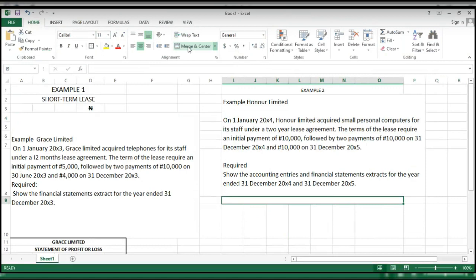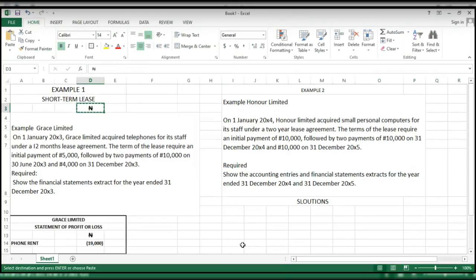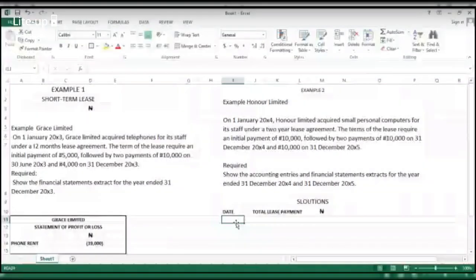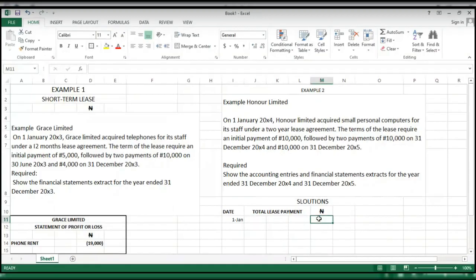So let's look at the solution here. The solution is there. We first look at the lease payments, the total lease payment. Let me put the dates here, just to first see how much he paid over the lease before we do the necessary journals. So on 1 January, he made a payment of how much? 10,000 naira, which was the initial payment of the lease.